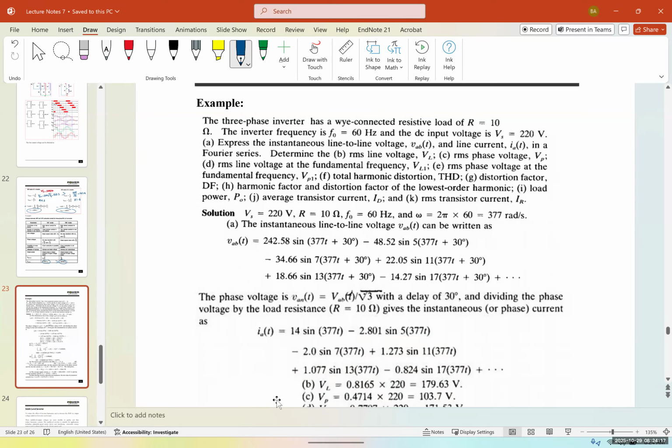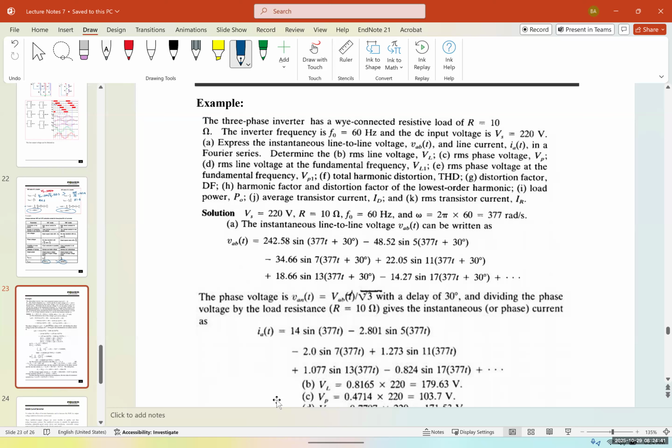We have a three-phase inverter. It has a Y-connected resistive load of 10 ohms. The inverter frequency is 60 hertz. The source voltage is 220 volts. And we want to find the instantaneous line-to-line voltage, line-to-neutral voltage, and line current.